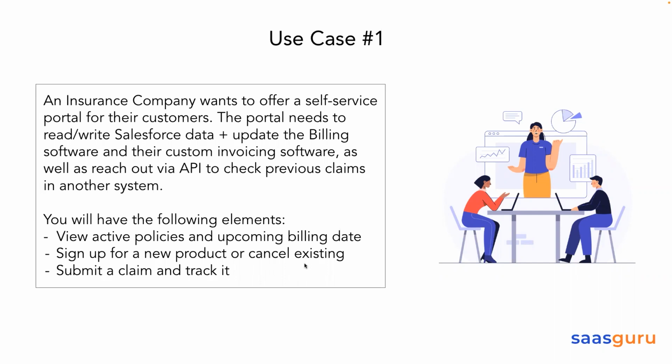So for example, if I want to view my active policies, yes, Mohammed, it will be a flex card. It doesn't need any interaction. It doesn't need any guidance. Compared to signing up for a new product or canceling an existing one, that will be a process that needs to be followed, right? As well as submitting a claim. So when you have multi-step processes that need to be followed, all of this will be OmniScript. So you have some flex cards, you have some OmniScript, and it's a combination of both.